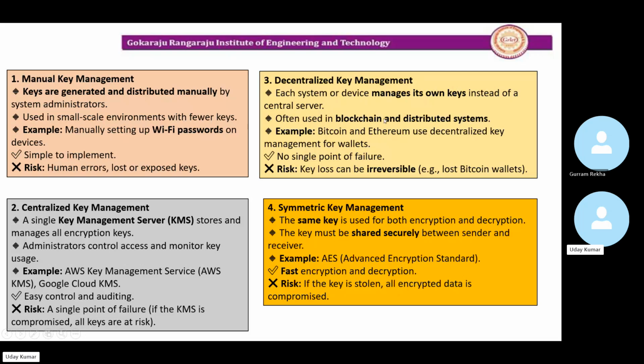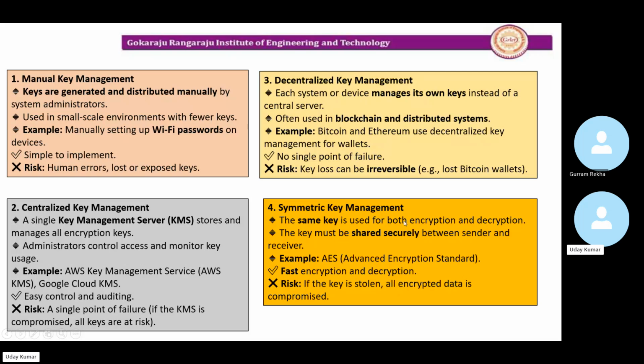Decentralized key management: each system or device manages its own keys instead of a central server, often used in blockchain and distributed systems. Initially, blockchain was a centralized system, students, and later became the decentralized one. You can see Bitcoin and Ethereum use decentralized key management for wallets. So there is no single point of failure.